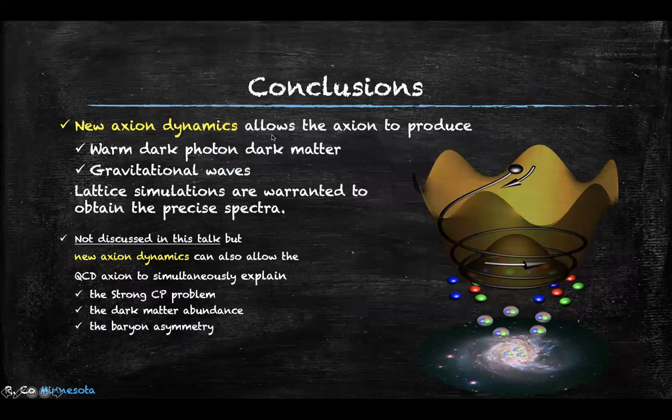And here comes the conclusion. I hope I convinced you that the new axion dynamics would be very interesting to consider as a way to produce dark photon dark matter that could actually be warm, and also gravitational wave signals could be originating from the axion dynamics. And not discussed in this talk, I also mentioned that the new axion dynamics could actually allow the QCD axion to solve multiple mysteries of the universe.